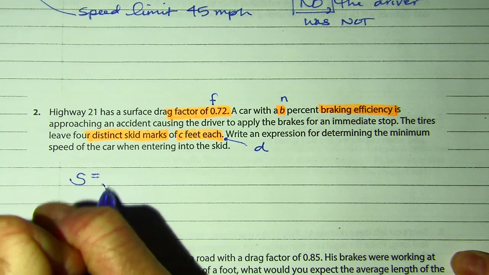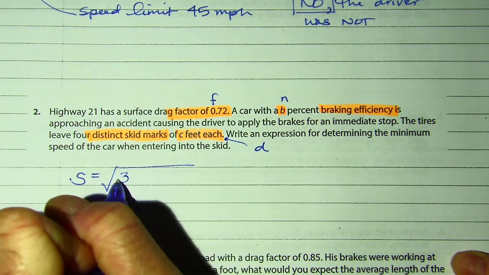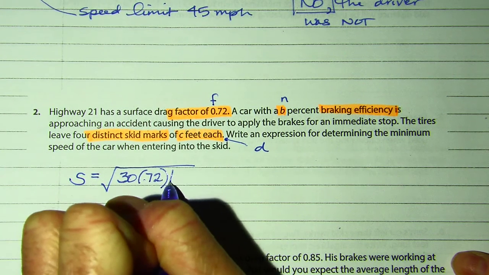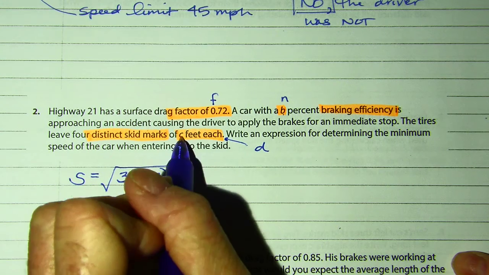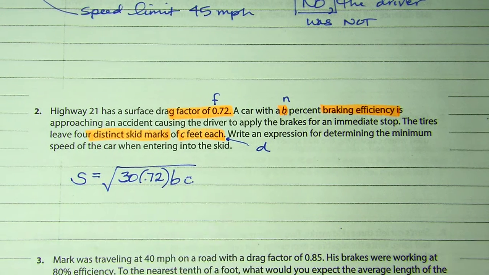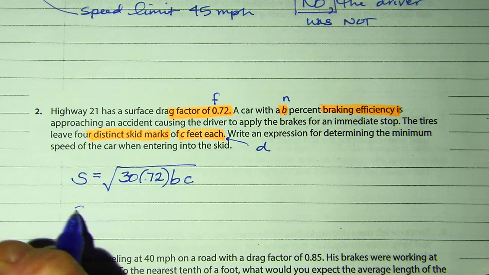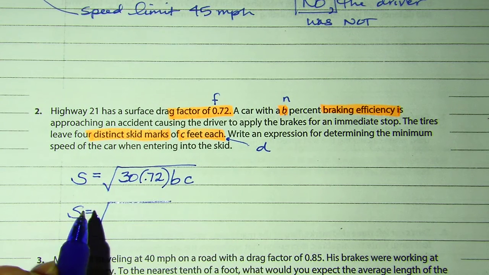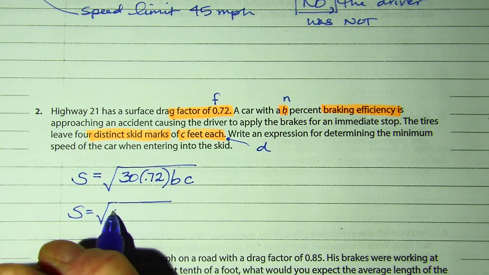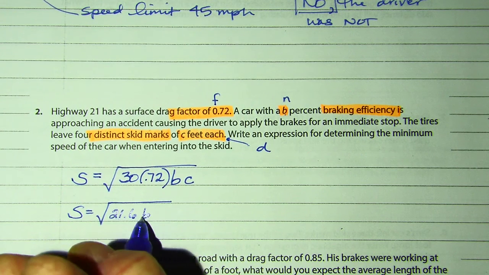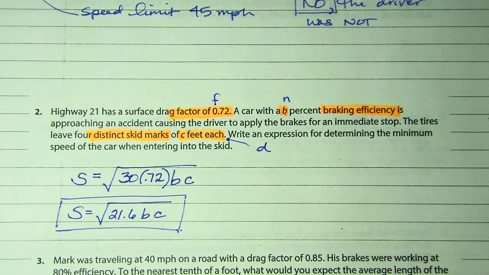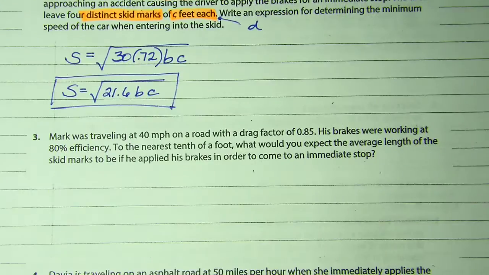So the speed of my car would be 30 times my drag factor. I don't know what N was. They just told me B, and they gave me the letter C for D. And I'm going to go ahead and simplify this because I have 2 numbers that using my calculator I could multiply. And if I multiply those, I get 21.6 BC. If you put CB, that's fine, but I like to put my letters in alphabetical order.